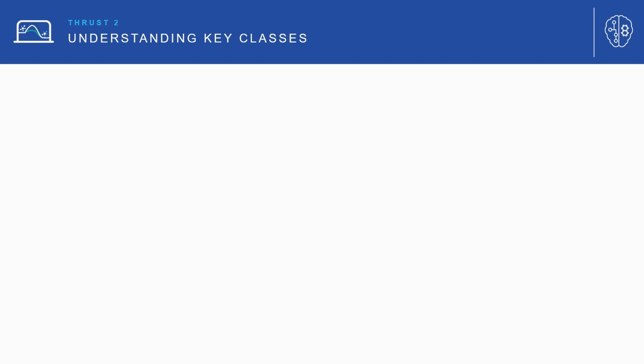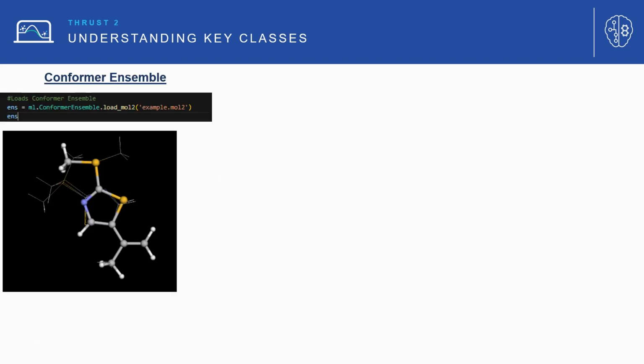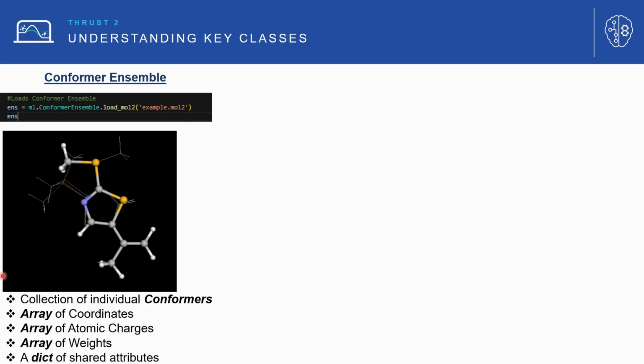Another key class I want to introduce is the conformer ensemble, and you can load these in directly from a multi-mol2 file, and this is what you'll see through our Py3DMol representation. Now, this is made up of a collection of individual conformers, as well as an array of coordinates, an array of atomic charges, weights, as well as a dictionary of shared attributes along the different conformers.